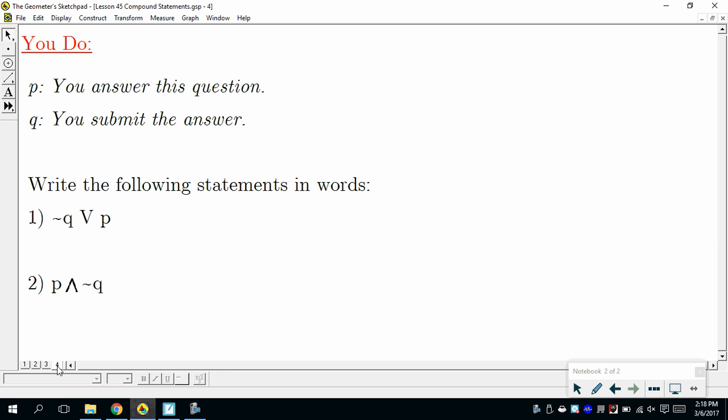So quick little lesson. I want you to write these two symbolic forms using P and Q up here. And make sure you submit the answer on the Google form.